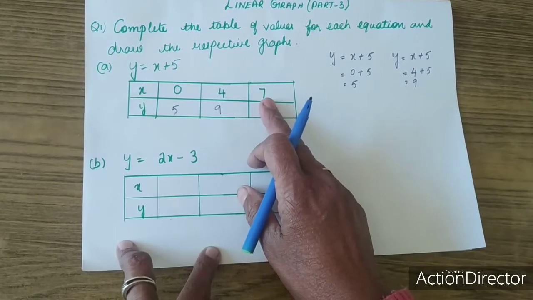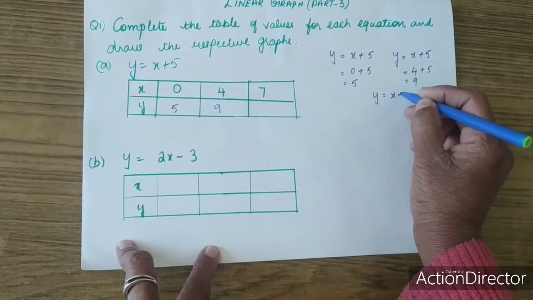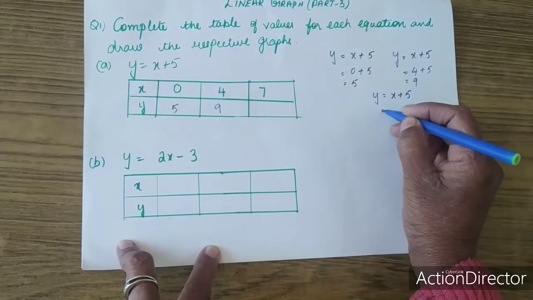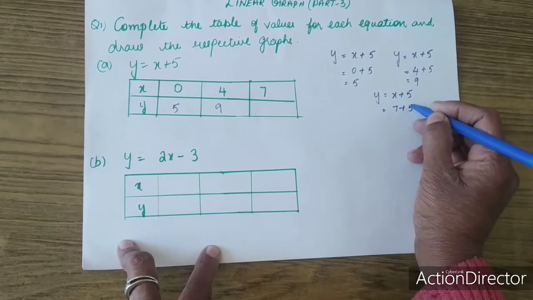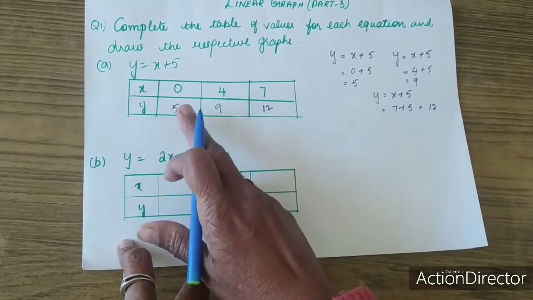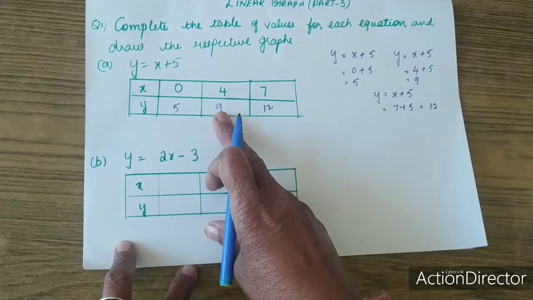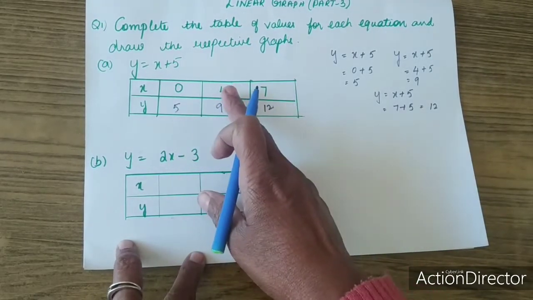Next, the value of x is 7. Calculate the value of y. Y is equal to x plus 5, which is equal to 7 plus 5 equal to 12. Now these are the three values I am getting. Using these values, now let us plot these points in the graph.